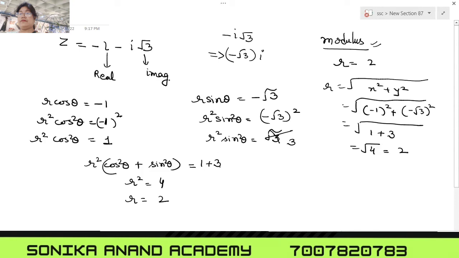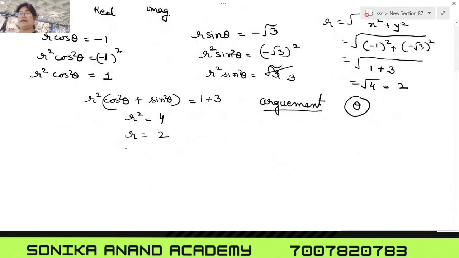Now, there's one more topic, argument. Argument is nothing but finding the value of theta. Now, use this value of r and put its value over here.